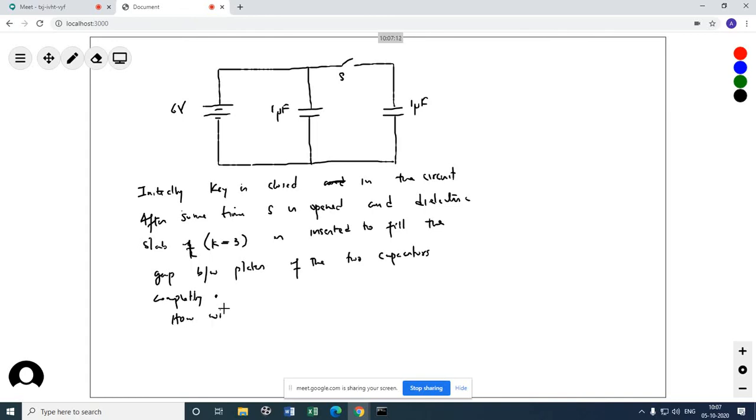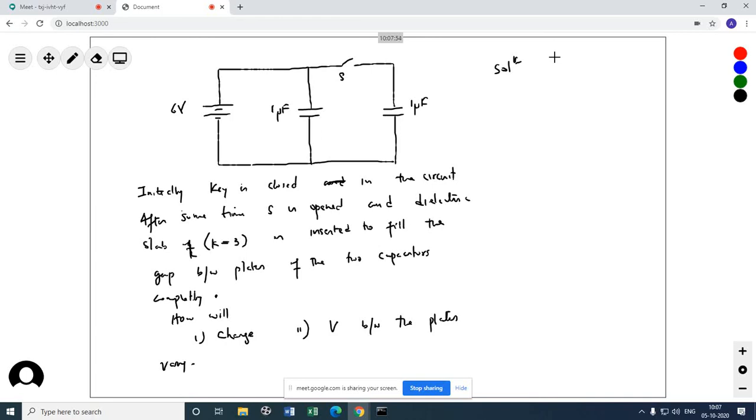How will number 1, charge, number 2, V between the plates vary? Okay, so how will you solve this? It's an application based problem. So what do you think is happening? Think about it a little bit. Initially the key is closed. Same type of question what I have done with you.